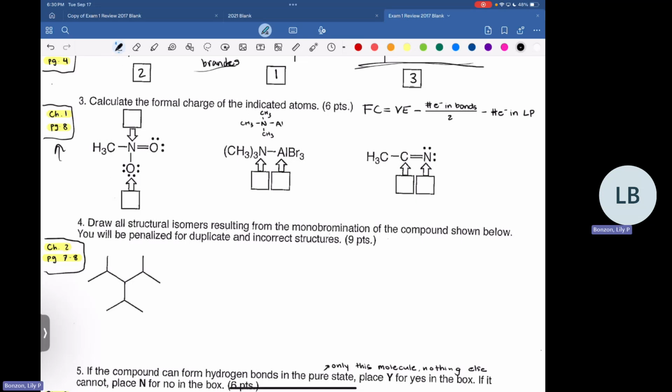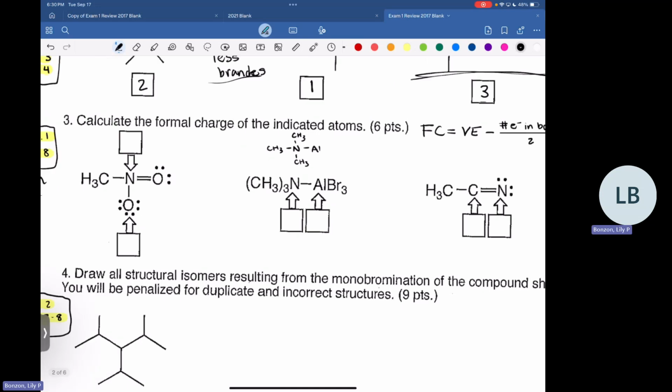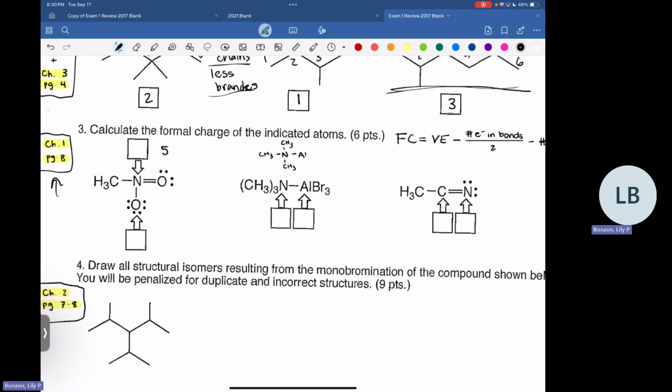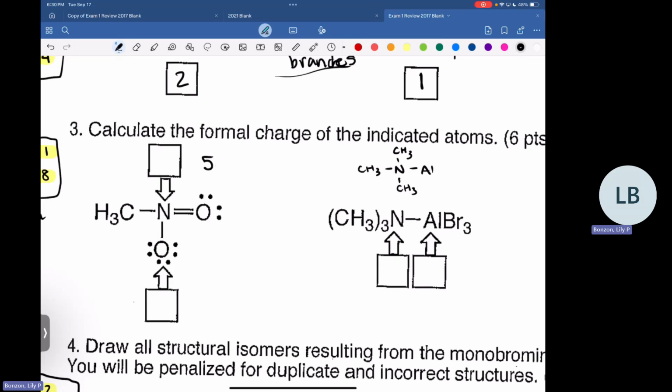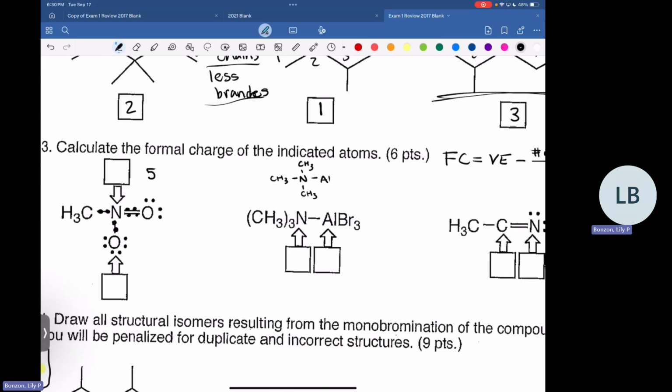Looking at this first one, we have a nitrogen. So we know that we have 5 valence electrons. To calculate the formal charge, we subtract the number of electrons in the bonds it's making, divided by 2, and subtract any electrons in lone pairs. What that means is we have 2 electrons per bond, and we divide that because the nitrogen only has half of those electrons. So that's why we divide the number of electrons in the bonds by 2.